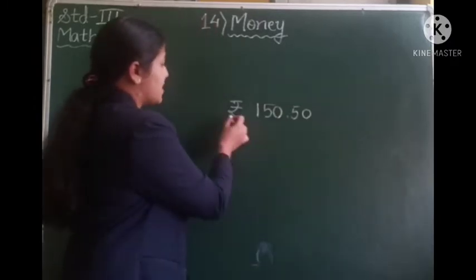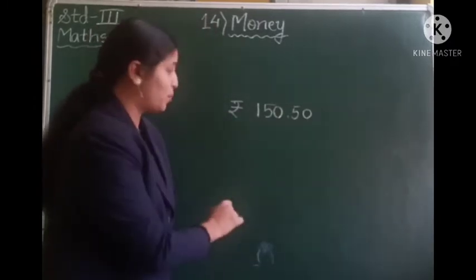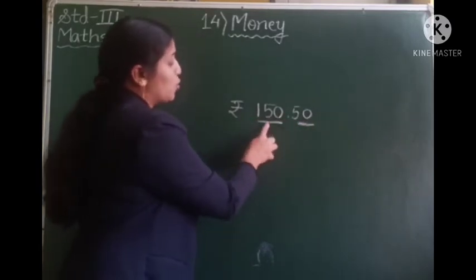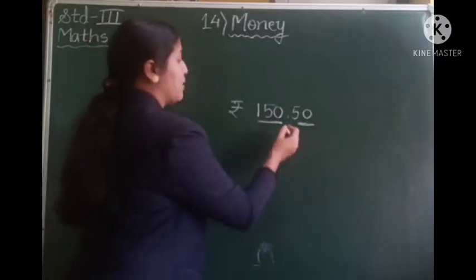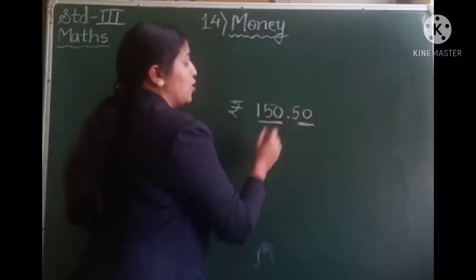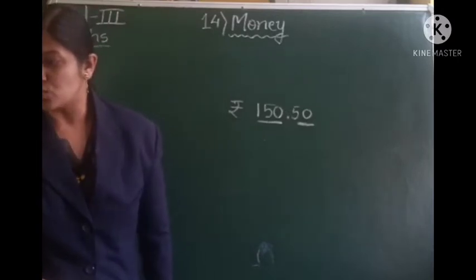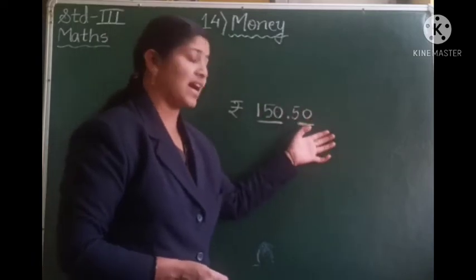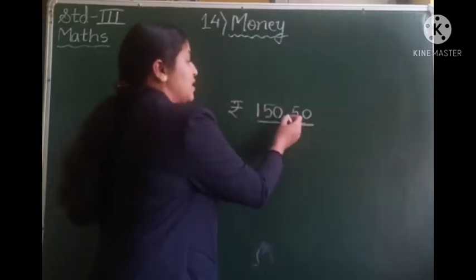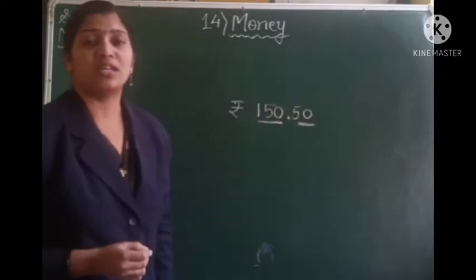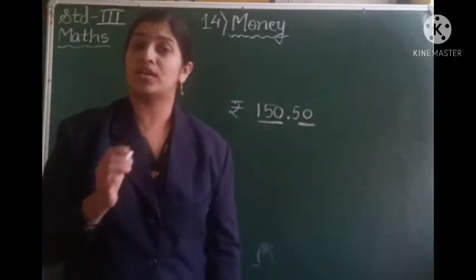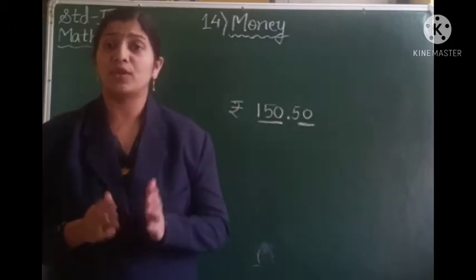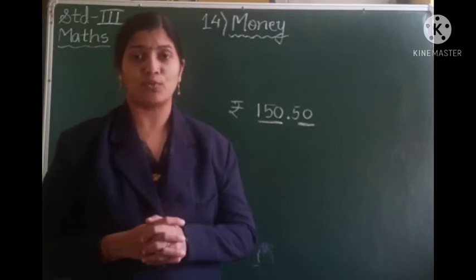So you can see here, this is the logo of rupees, and here you can see these are the rupees and this is the paise. So rupees and paise are separated by using a dot or a point, right students? The rupees are written on the left hand side and the paise are written on the right hand side of this dot. So in your earlier class, that is in standard second, you have already learned a few basic things about money. Based on that knowledge, now we are going to solve exercise number 1 from your textbook.